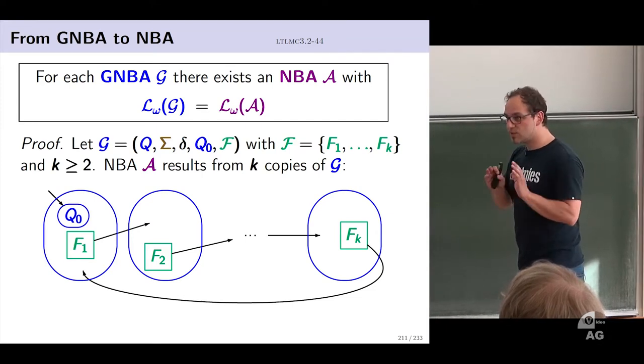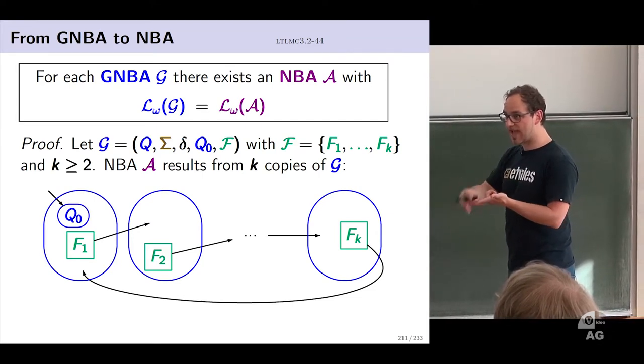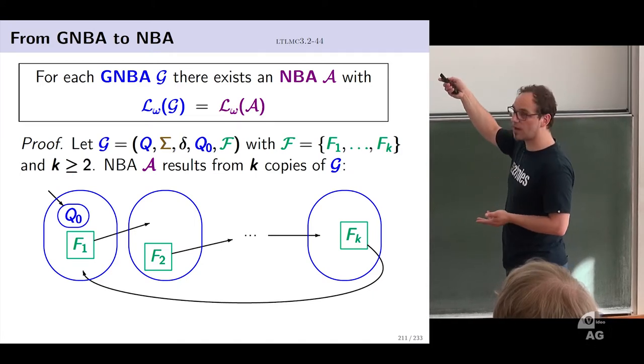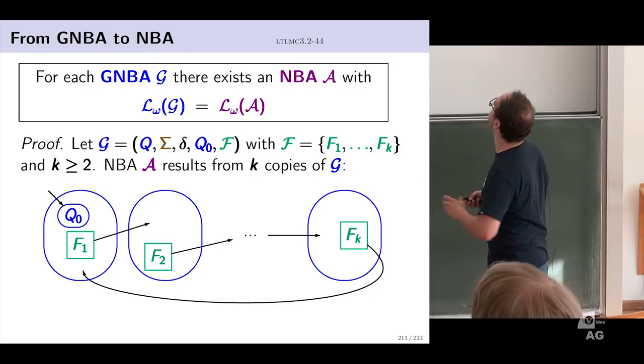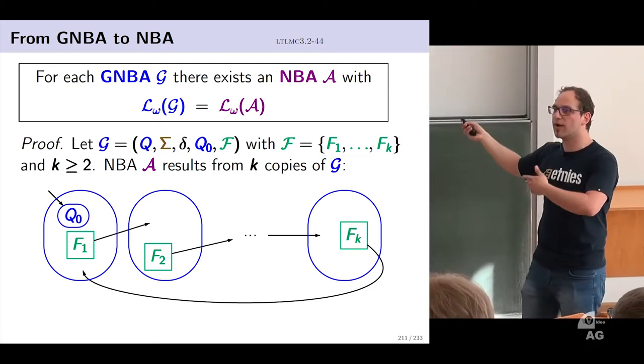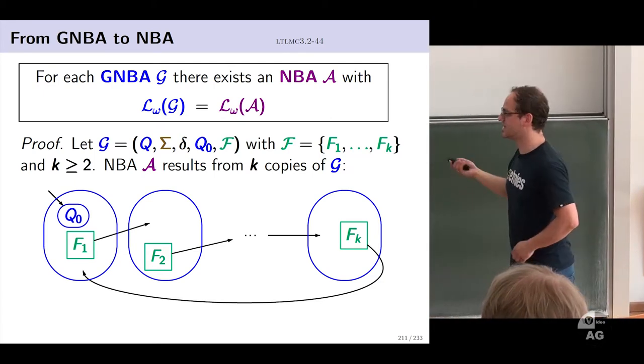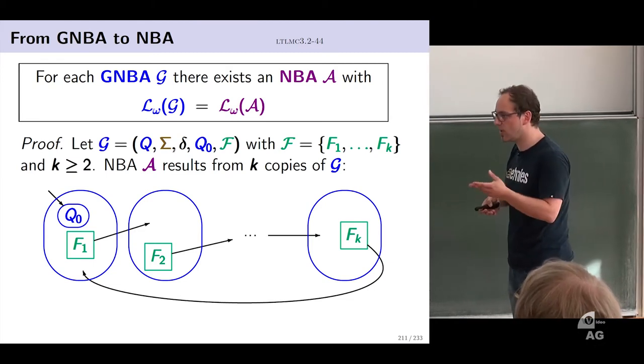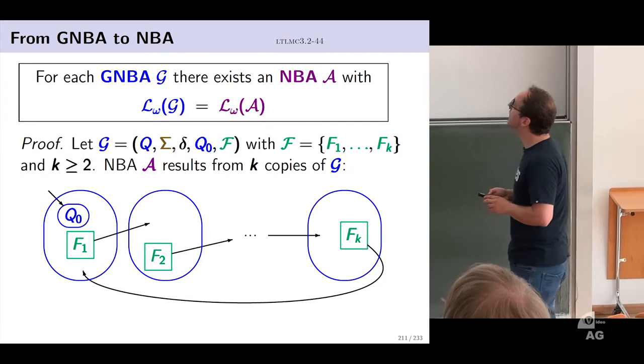I mean, as I said, we assume that it's not empty because we can always add something. If it has size 1, then we have an NBA. So our assumption is it has at least 2. Yes. But otherwise, good question. This is why we put it on the slides that you can always come up with an acceptance condition that is non-empty and recognizes the same thing.